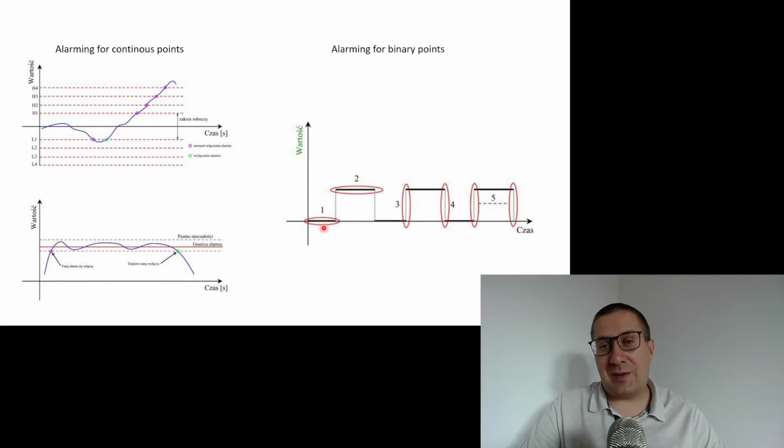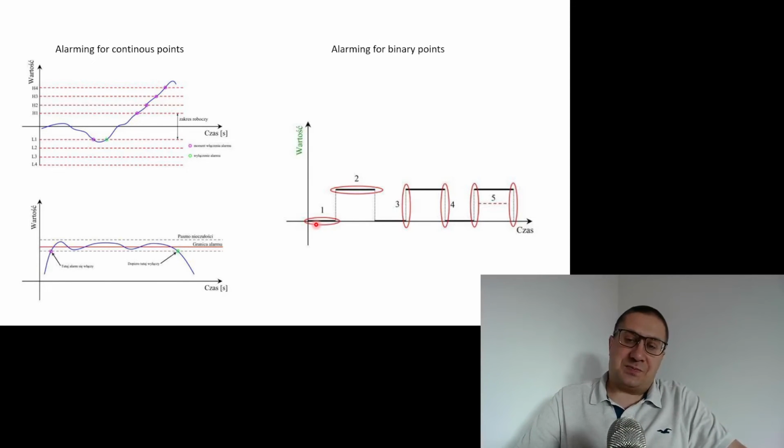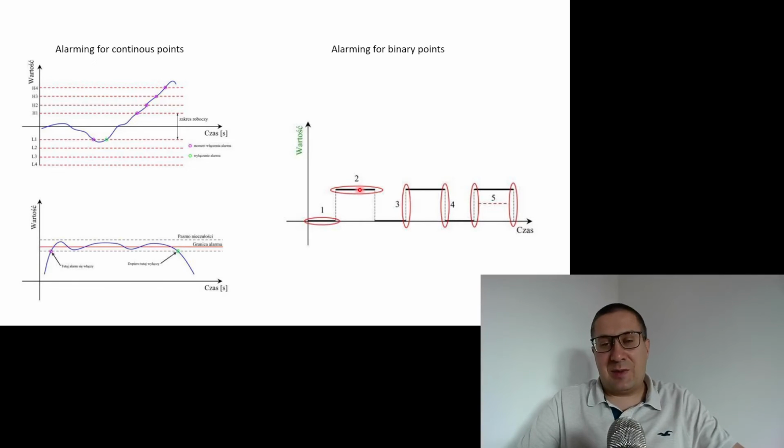In the case of binary points, two-state points, we can also set some alarms. For instance, we can set the alarm if the value of the point is 0, false, negative. So if the valve is closed, normally it should be opened, but if it's closed, we will send the alarm. The same in the opposite way. We can also set the alarm if something changes its state.